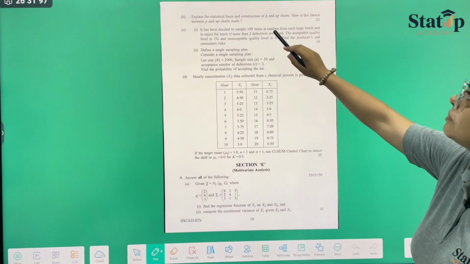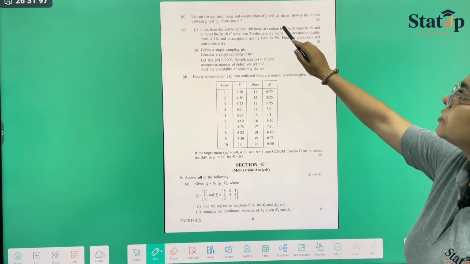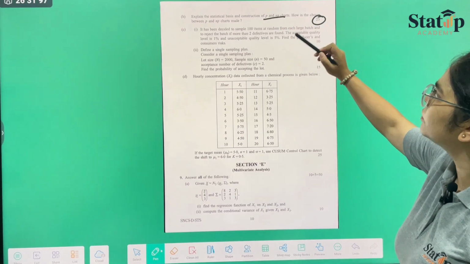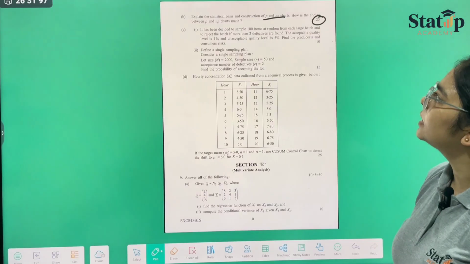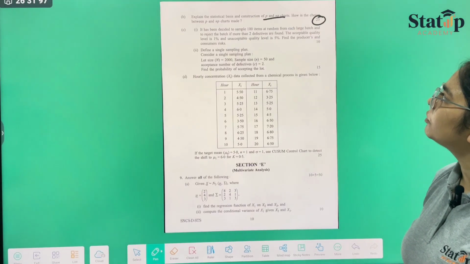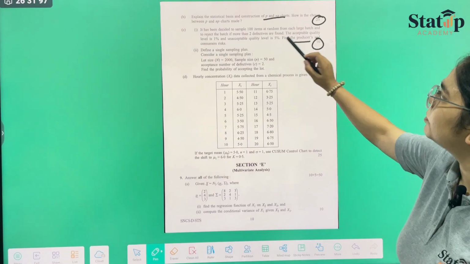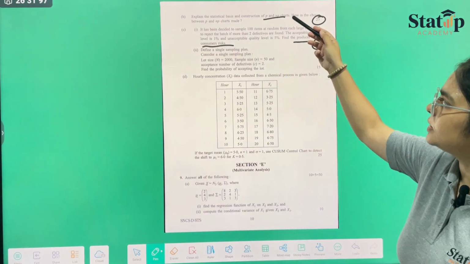Next one is explain the statistical basis of construction of P and NP chart. How is the choice between P and NP made? 25 marks. It has been decided to sample 100 items out of a batch to reject. This was of 10 marks because we have to calculate producer's risk and consumer's risk in this one.